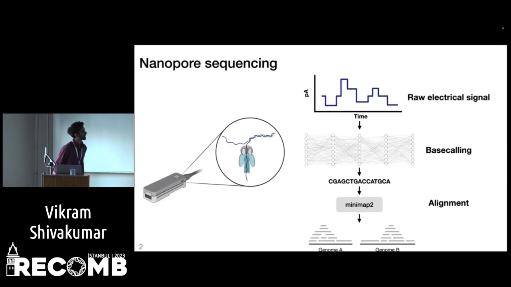And so the standard process is to essentially sequence this raw electrical signal and pass it through a basecaller. The state-of-the-art basecaller is a recurrent neural network, and this outputs a basecalled sequencing read, which you can pass through your favorite long read aligner of choice to a collection of genomes or any reference.